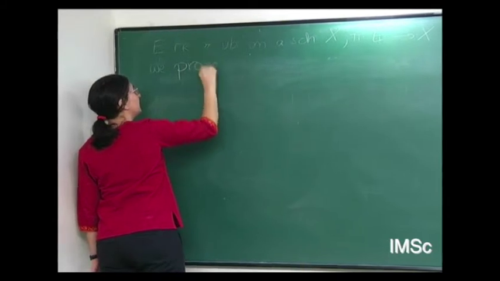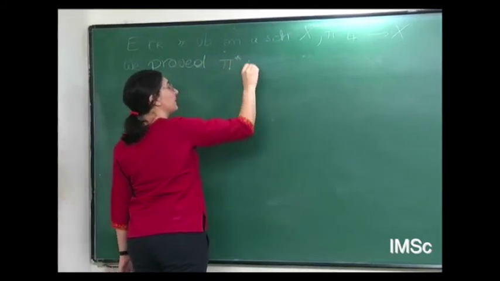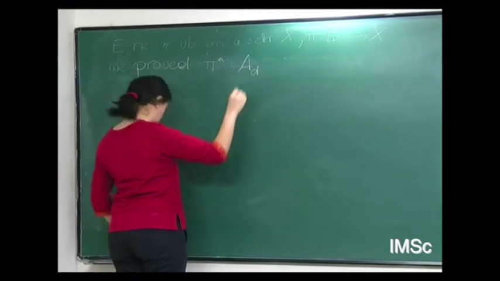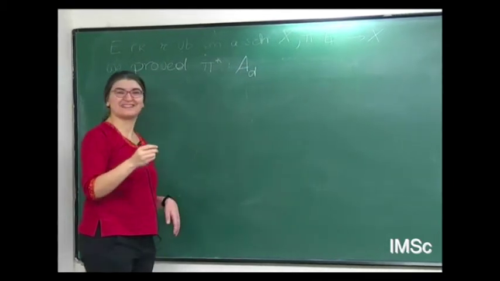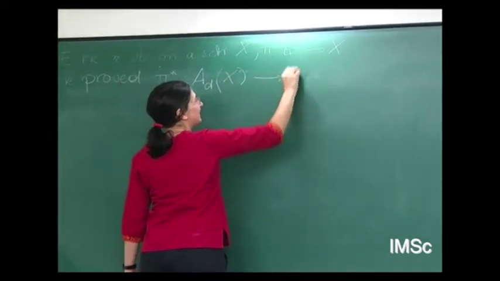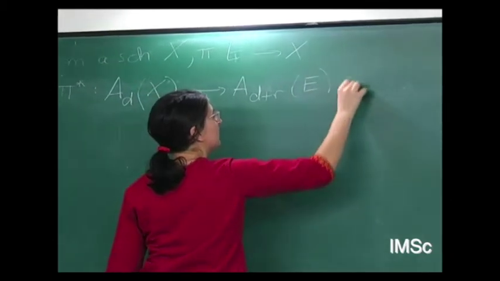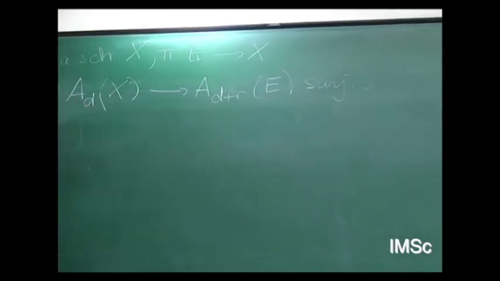We proved that the pullback map from A_D of X to A_{D+R} of E is surjective.